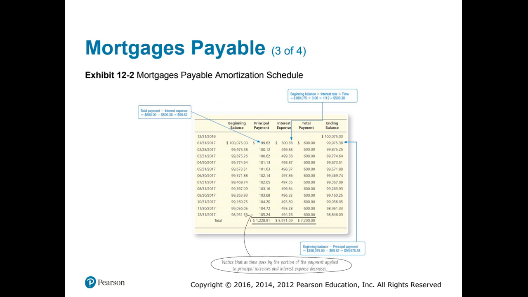For the ending balance, you take the beginning balance minus the principal payment. So $100,075 minus $99.62 equals $99,975.38.